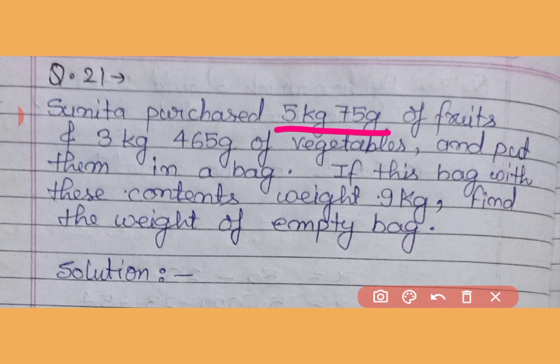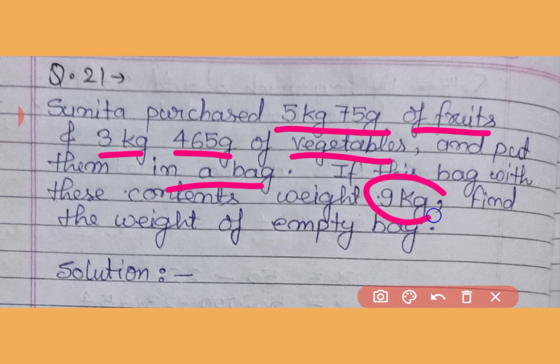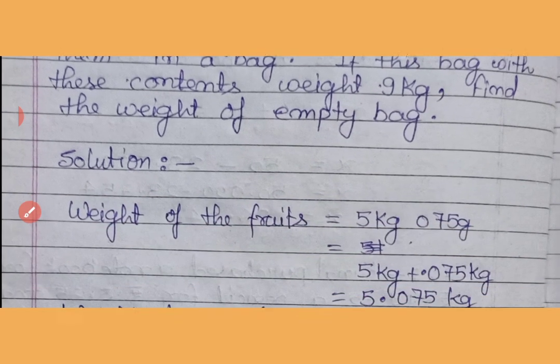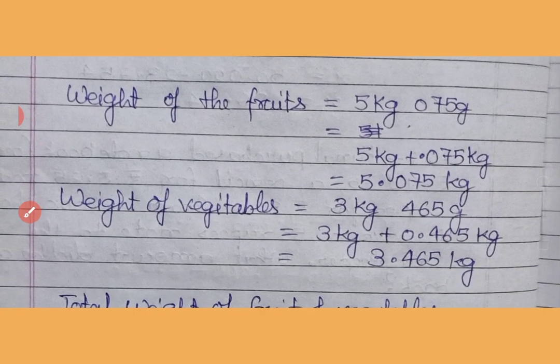Next and last question of this exercise. It is given that Sunita purchased 5 kg 75 grams of fruits, 3 kg 465 grams of vegetables, and put them in a bag, and the total weight of the bag is 9 kg. So what is the weight of the bag? This is the weight of fruit plus vegetable plus bag. So we have to find the weight of the bag. Whenever we subtract the total weight of fruit and vegetable from the total weight, then we can get the weight of the bag.